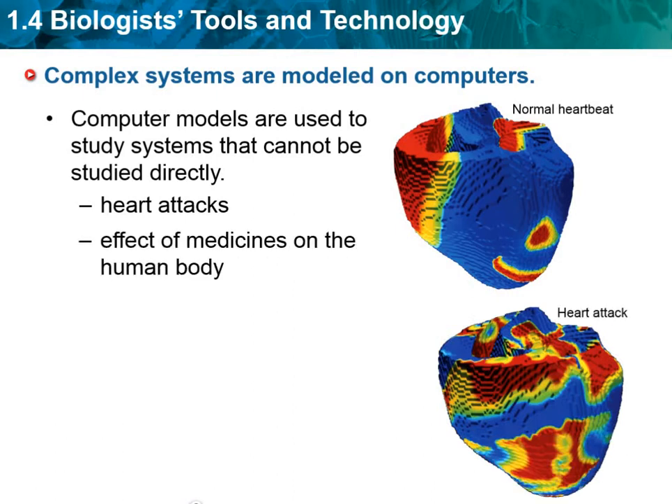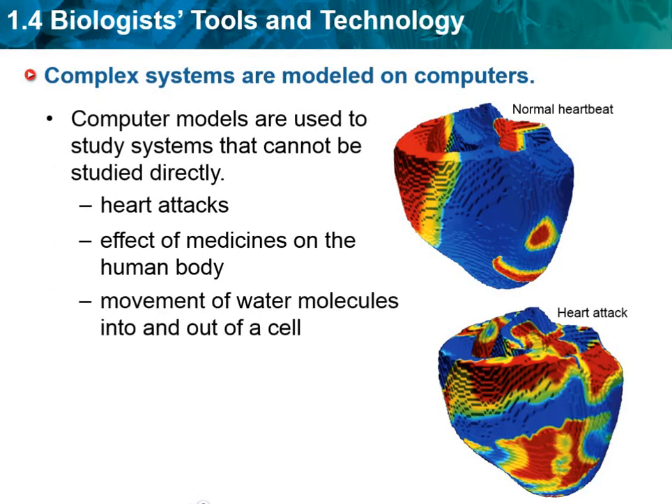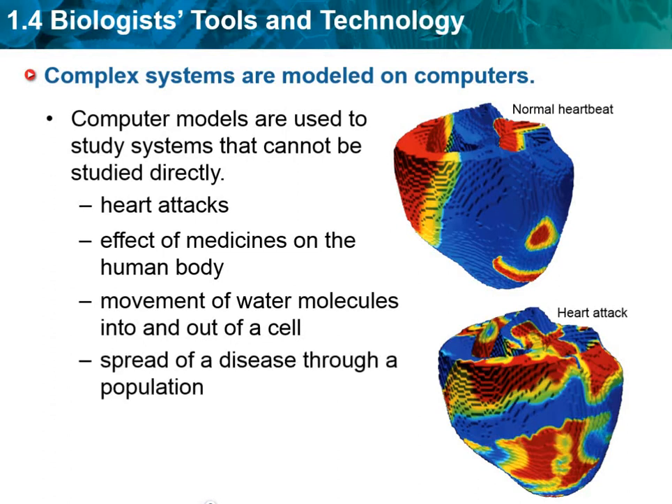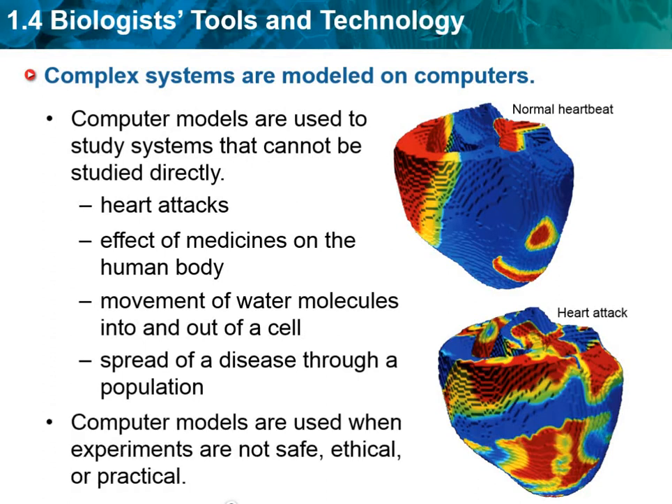So you'd be able to see the effects of medicine on the human body. You could look at the movement of water molecules in and out of a cell, or the spread of disease through a population. So some of these things would be hard to really set up and do, so you'd want a computer model to be able to help you. Computer models are used when experiments are not safe, ethical, or practical to do.